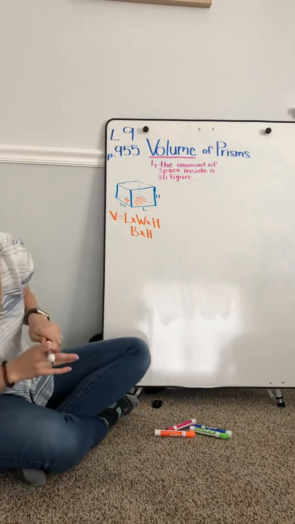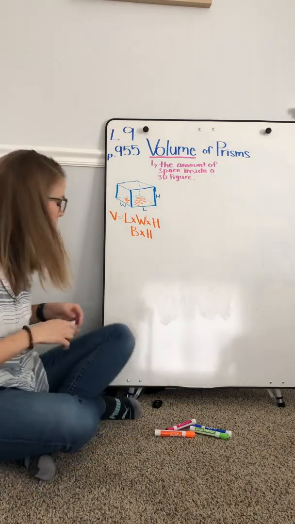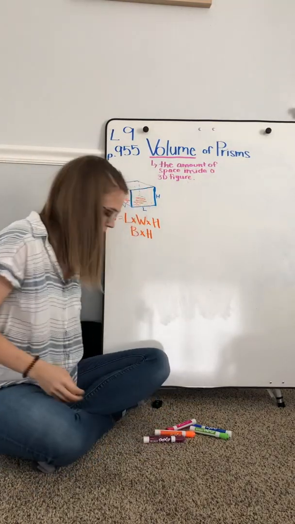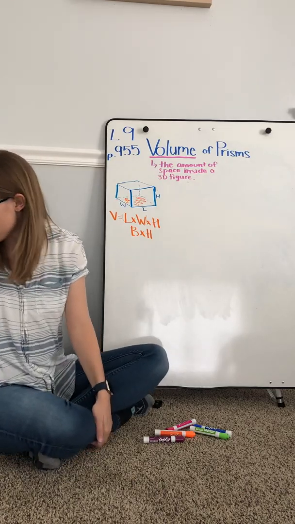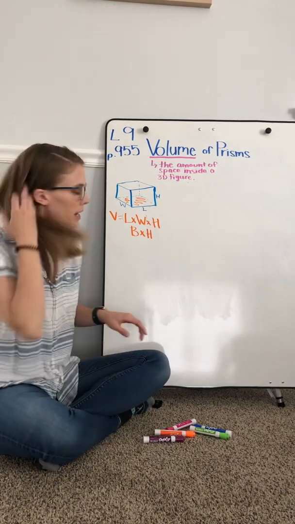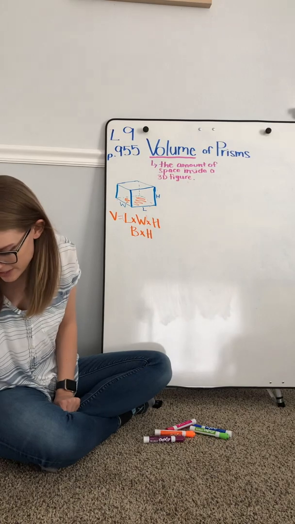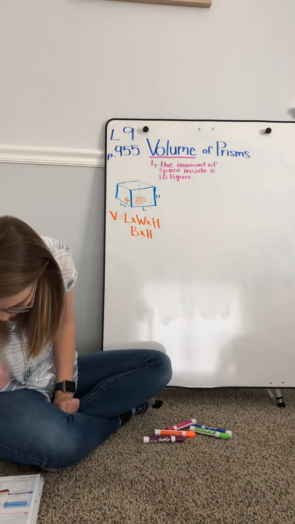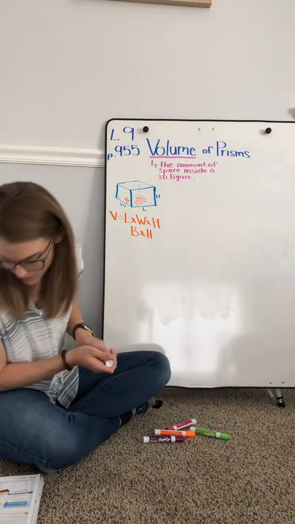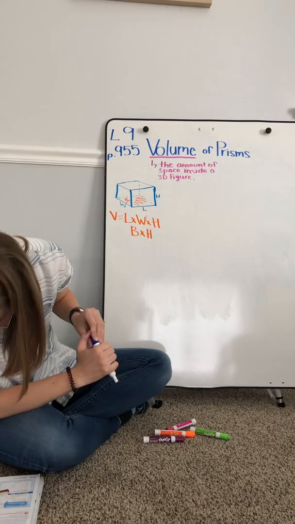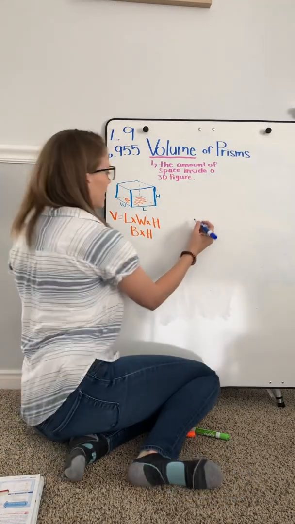Okay, moving on to page 956 here. On page 956, they show you up at the top, we're doing example 2 here. And it's 17 by 7 by 9.